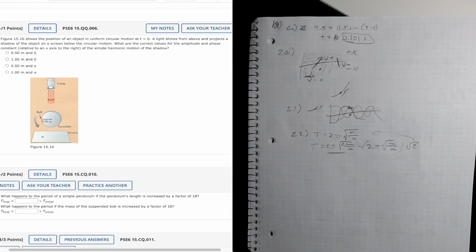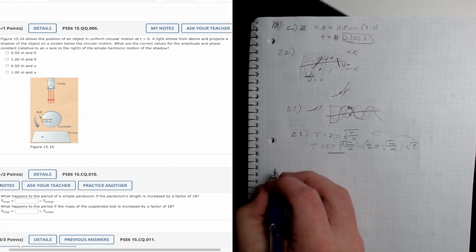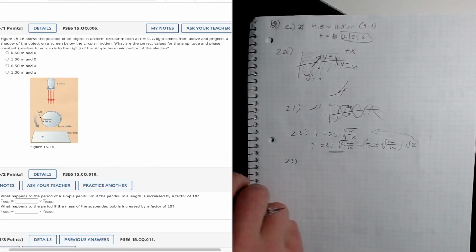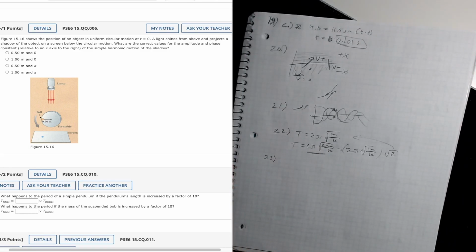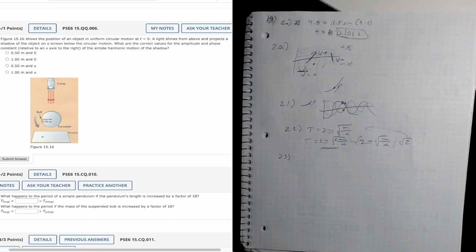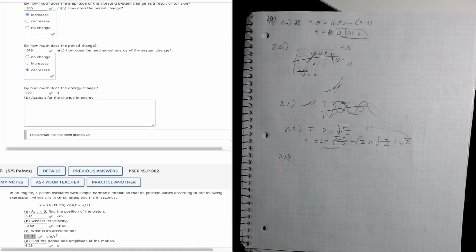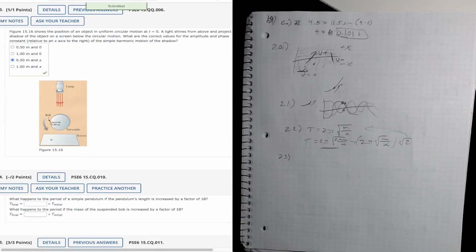Next up, figure 15.6 shows the position of an object. In this case, 23, I think that it'd have to be 0.5 and pi. I'm not entirely sure how to explain it. I assume obviously it has to be 0.5 just because of the radius, but then pi.